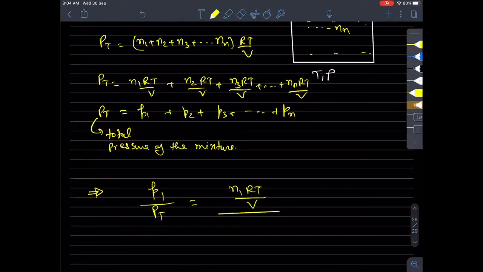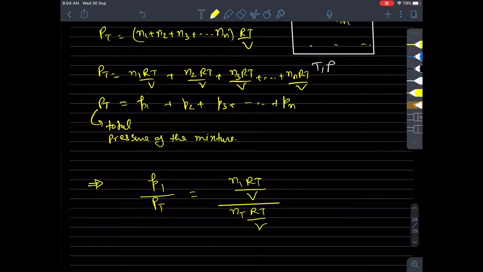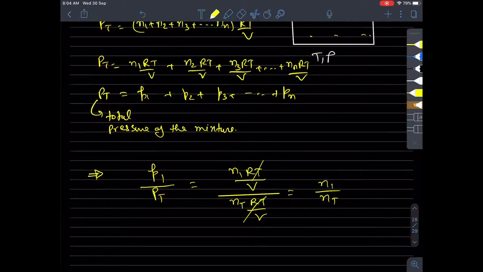how much is Pt? How much is total pressure, guys? So total mole into RT by V. Yes or no? Because the container is the same, the temperature and volume are the same. So this will basically be N1 upon Nt. And this N1 upon Nt means what? N1 upon N1 plus N2 plus dot dot dot plus Nn.